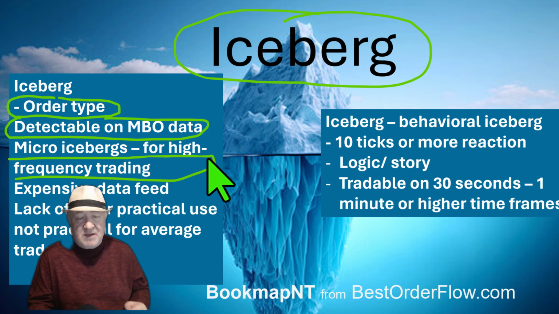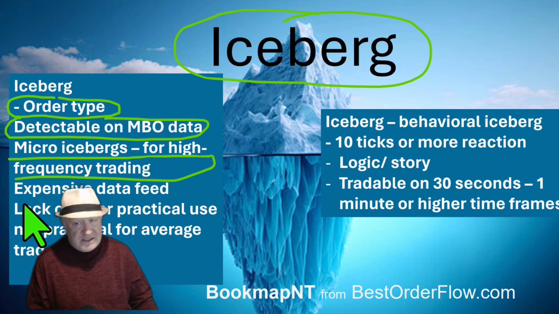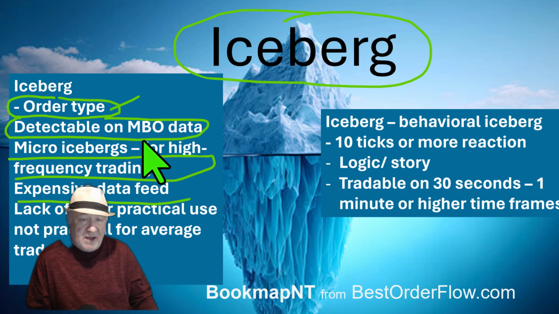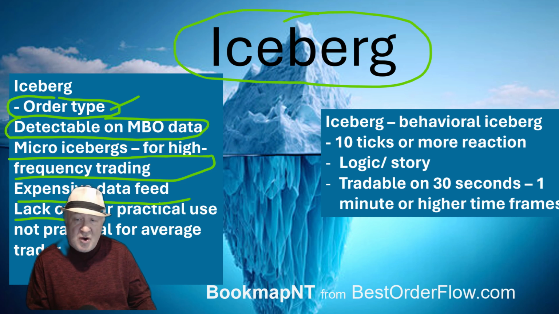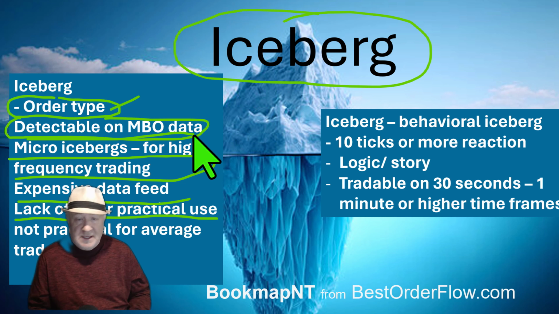When you have so many trades in milliseconds, it's quite expensive to pay for the data feed to get the MBO data to detect them by order type, about $120 or $150 or even higher a month. So not too many people actually use them. There is a lack of clear practical use of those icebergs that are detectable on MBO data. If you go and search online like I did, I spent a few days trying to find a real, clear-cut, vivid example of how those icebergs can be used.